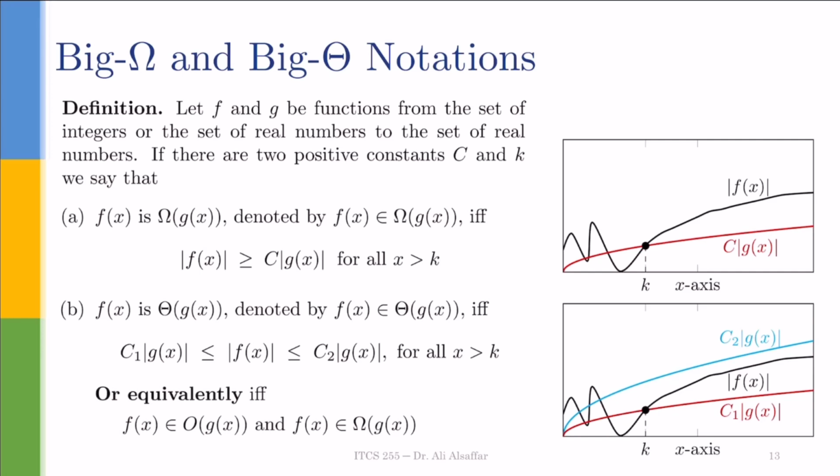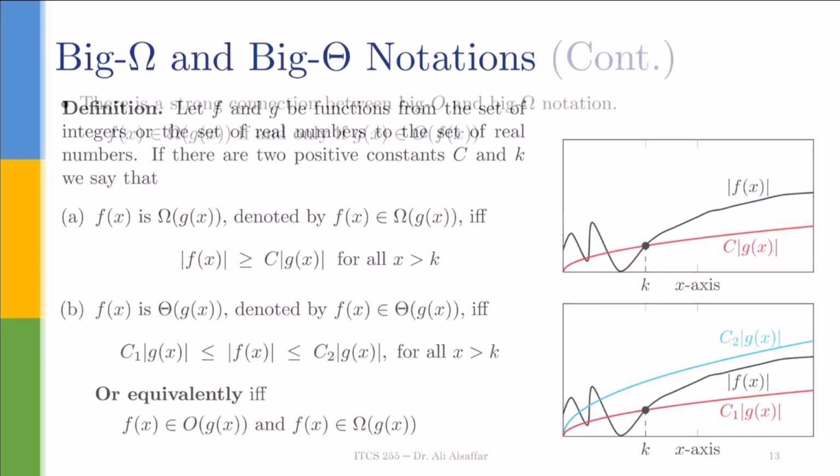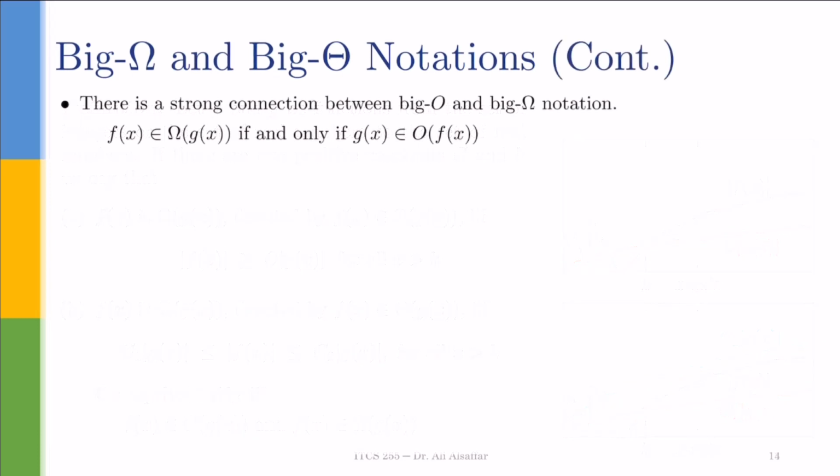Now for big theta, we can divide the inequality into two parts, and we say equivalently f of x belongs to big O of g of x, and f of x belongs to big omega of g of x. So there is a strong connection, as we have demonstrated earlier, between big O and big omega notations. f of x belongs to big O of g of x if and only if g of x belongs to big omega of f of x, and we have shown this by an example.